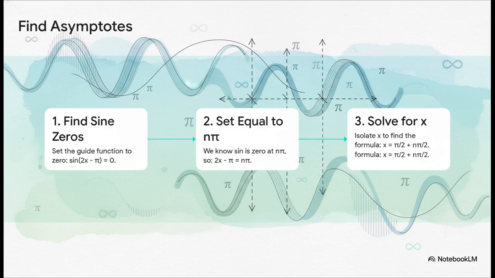Well, just think about a normal sine wave. When is it 0? It's 0 at pi, at 2 pi, at negative pi, basically at any whole number times pi. So we can just write that as n pi. Now all we do is set the stuff inside the parentheses equal to that. So 2x minus pi equals n pi. From here, it's just a little algebra. Add pi to both sides, then divide everything by 2, and there you have it. That's the formula for every single one of the asymptotes.